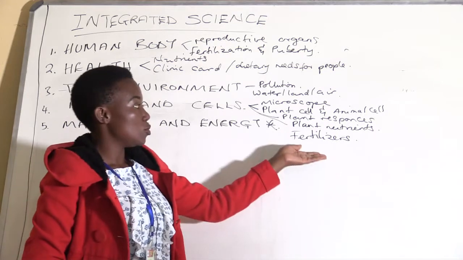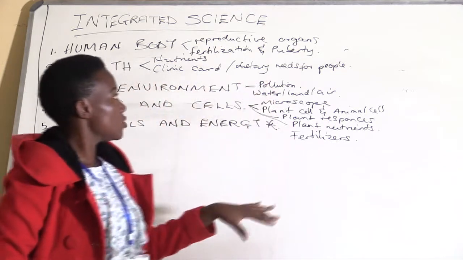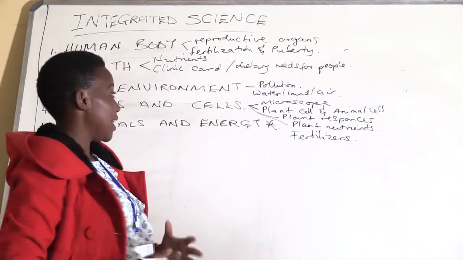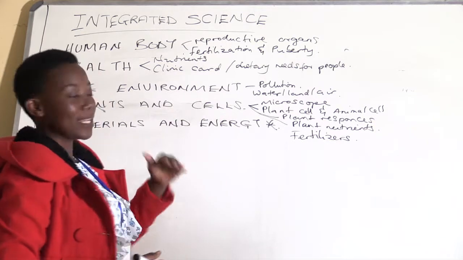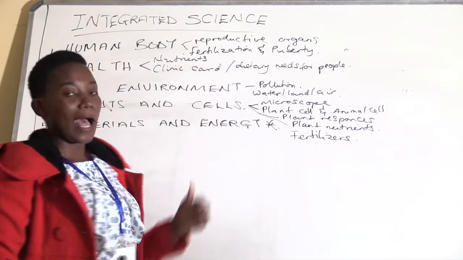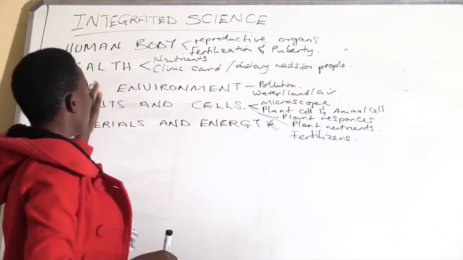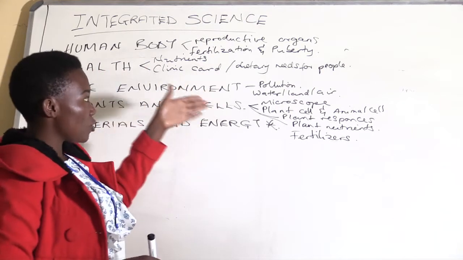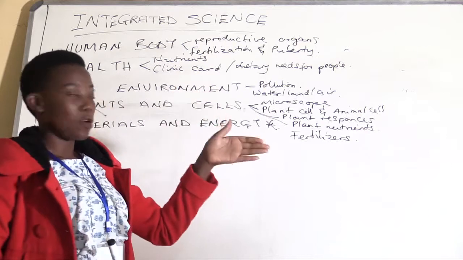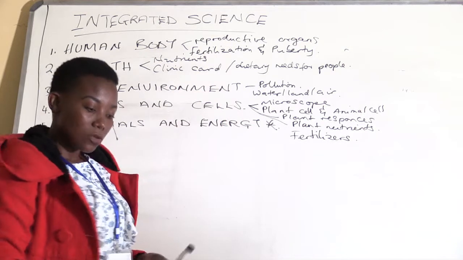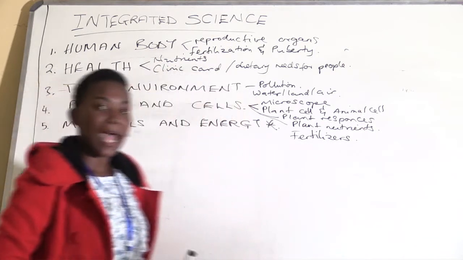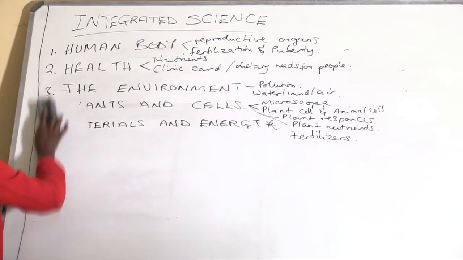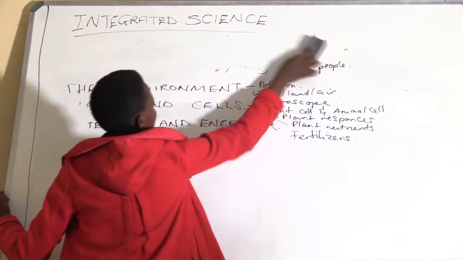I've said there are two types of fertilizers. So these are the points you need to look at if you are revising and you want to be up to speed with what a grade 8 pupil is supposed to know up to date. You're supposed to know these 4 topics and be able to explain clearly the subtopics that I've given on the board. So today I'm going to look at materials and energy. Materials and energy is our topic for the day.